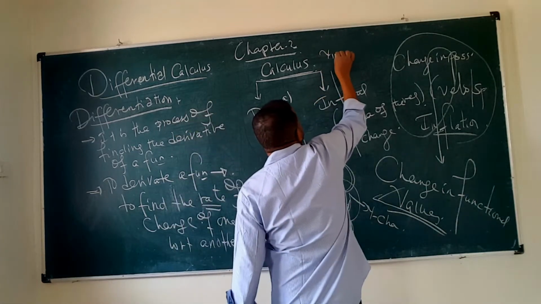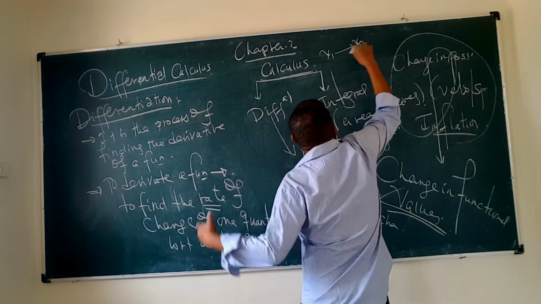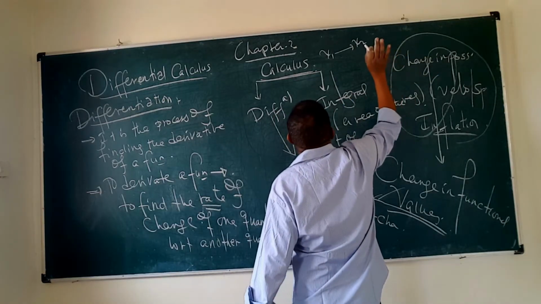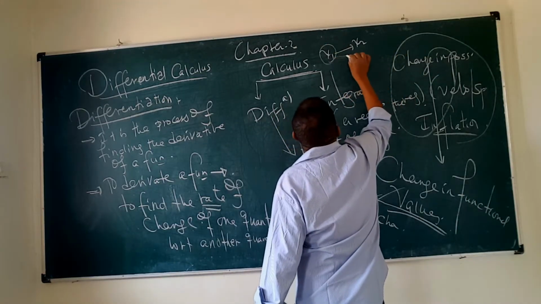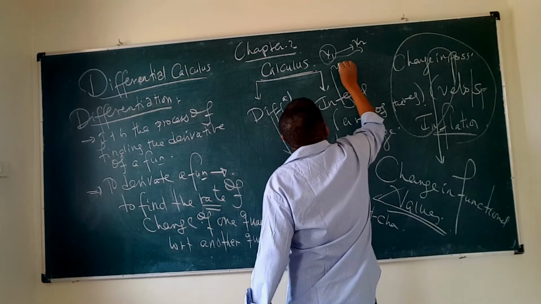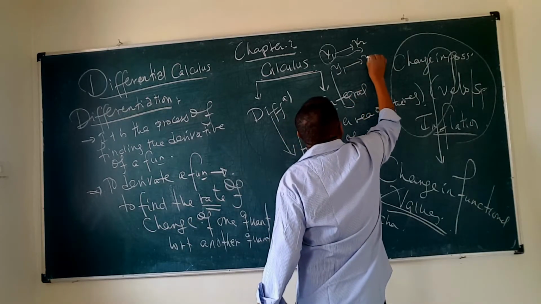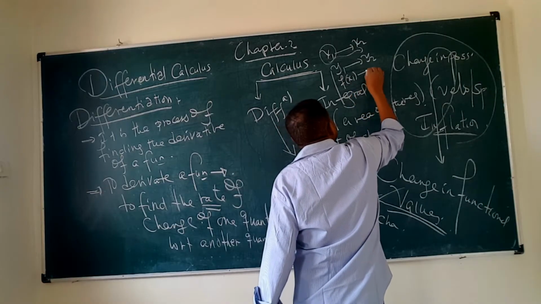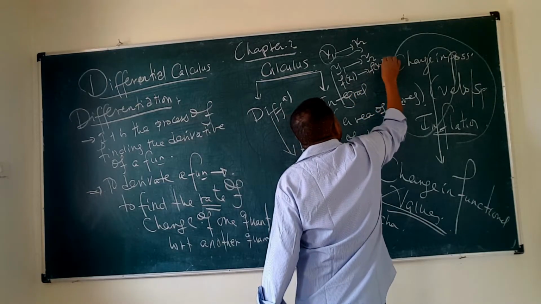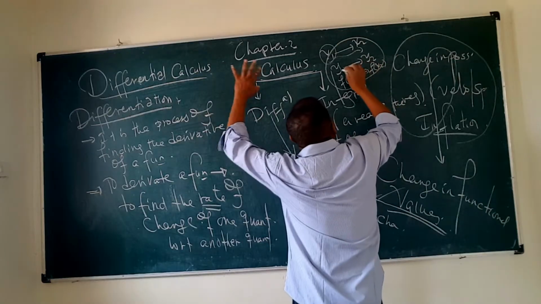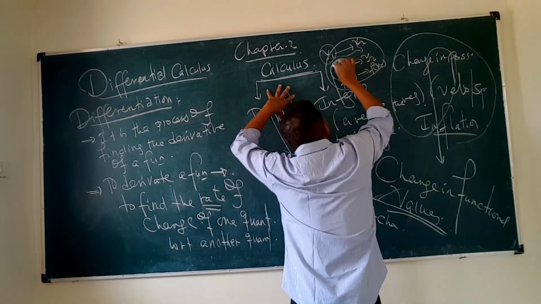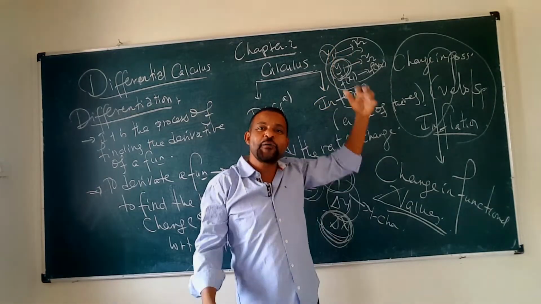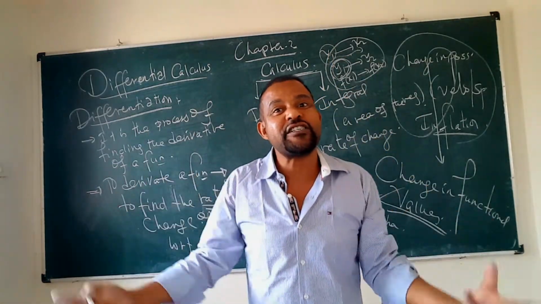For example, x1 changes to x2, increasing or decreasing depending on the situation. When the value of x changes to x2, the value of y changes too: the functional value f of x1 changes to f of x2. So that means the rate of change of y with respect to x. This is what we call the change in functional value.